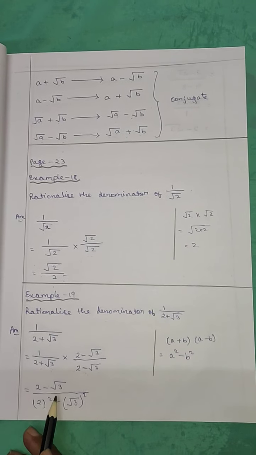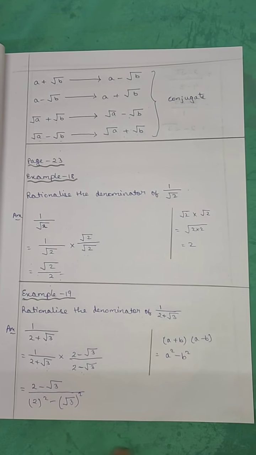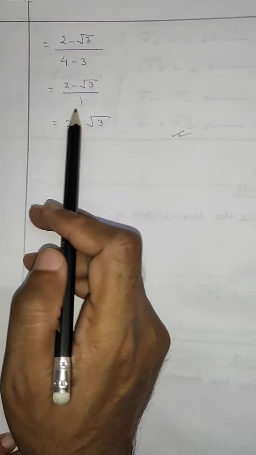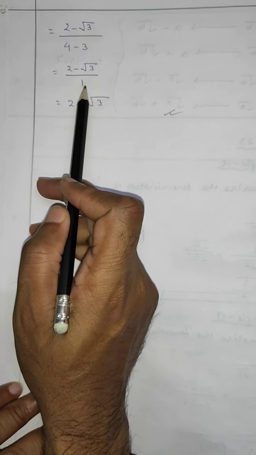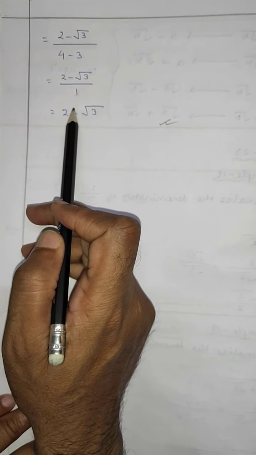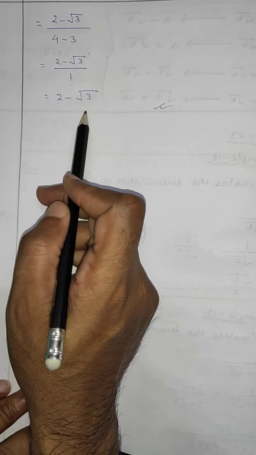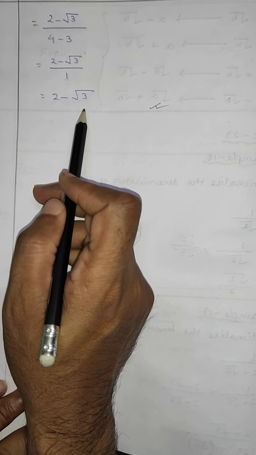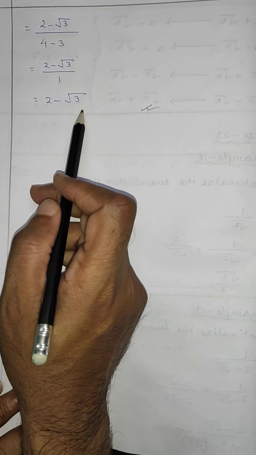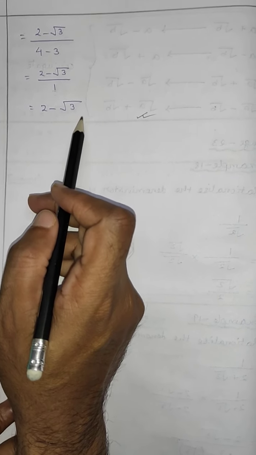So you can make it 2 square minus root 3 square. 2 square is 4, root 3 square is 3. So 4 minus 3 becomes 1. So your denominator is 1. It became a rational denominator. Downside 1 normally we are not writing. So 2 minus root 3 is the answer to this. Again, many more questions like that I will teach you in the next class. For today, this much.